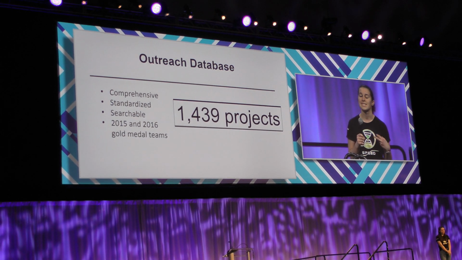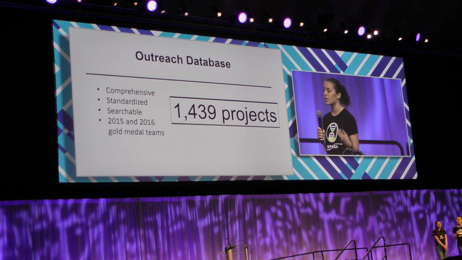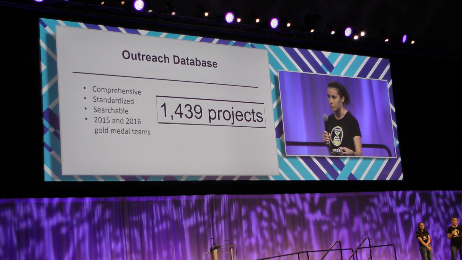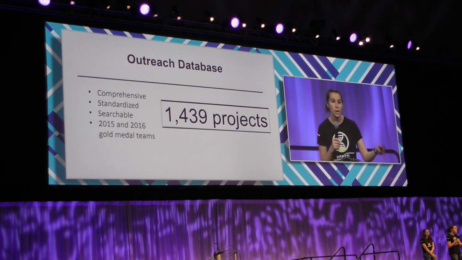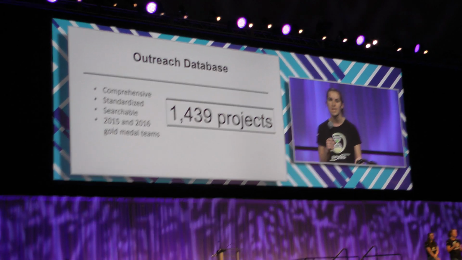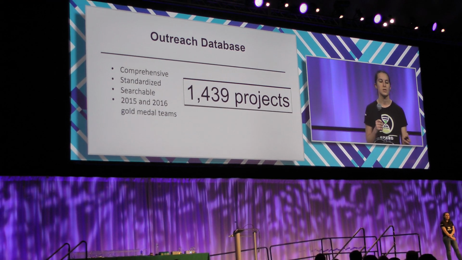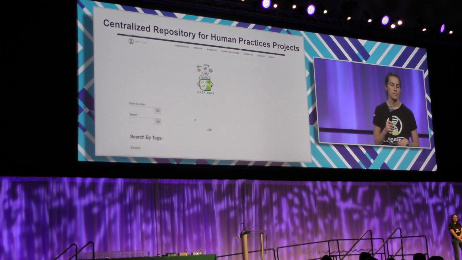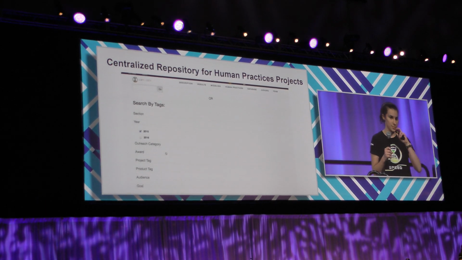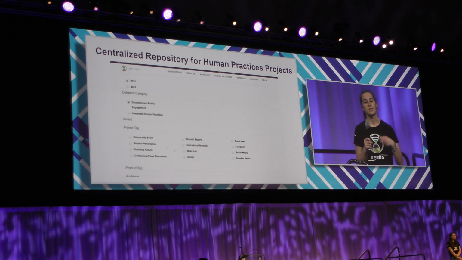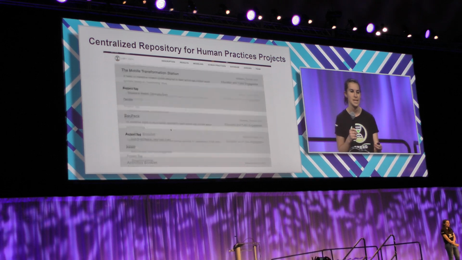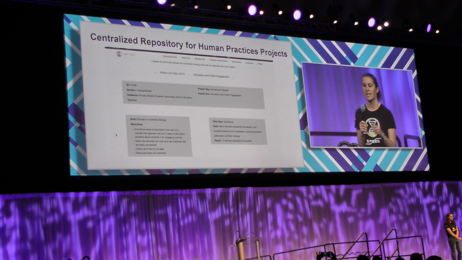It's comprehensive, standardized, and searchable, so any team in the future can look back at past outreach projects to inform how they design their future outreach. They can look at what worked and what didn't work, and they can also synthesize past approaches to come up with new and innovative ways to approach outreach. So this is just how the database appears on our wiki. It's searchable by keyword, and we also coded everything using tags, so it's super easy to look up projects by the different categories.